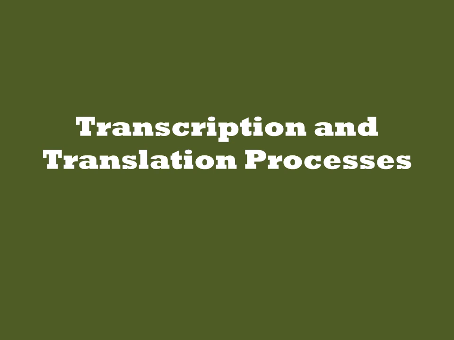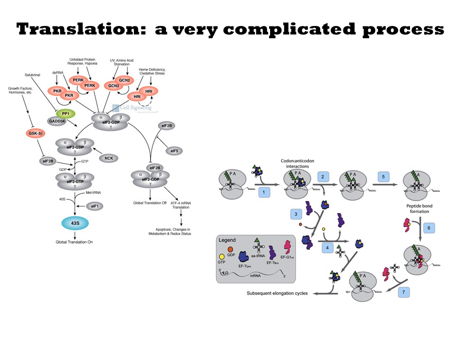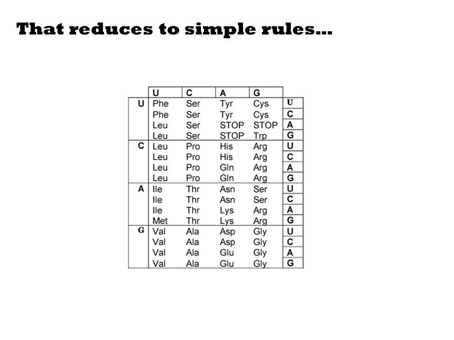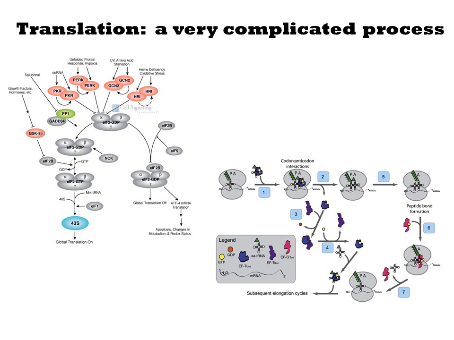Transcription and translation are examples of biological processes composed of many interacting biomolecules. Translation is a complicated process. It all can be simplified down to very simple rules if all we care about is predicting the translation product for an open reading frame. However, don't forget, translation is a complicated process.